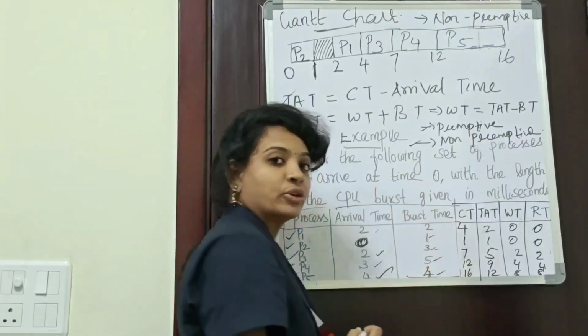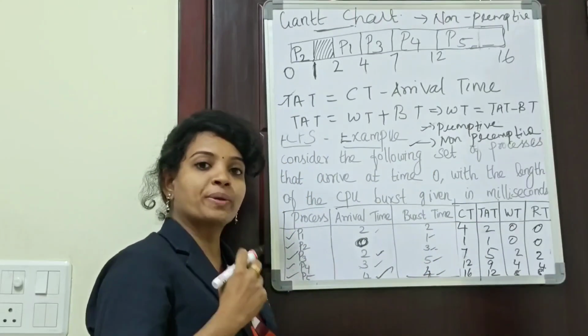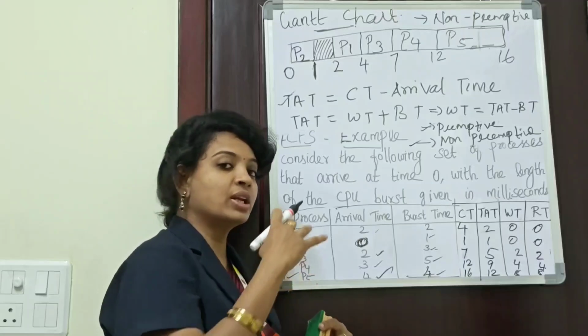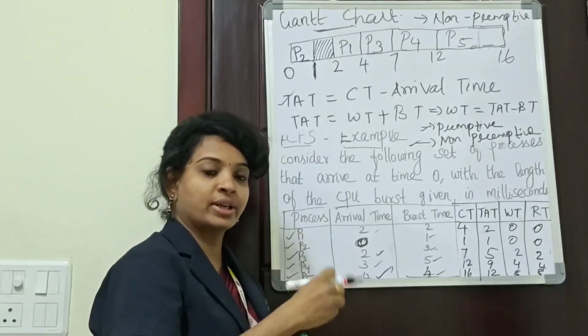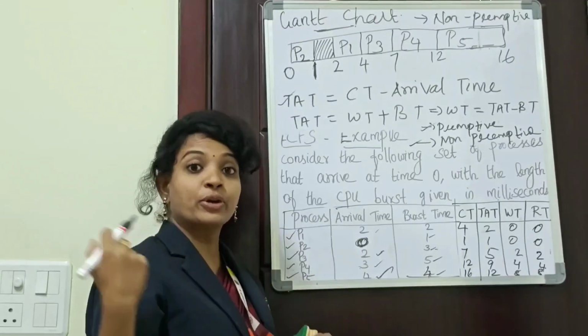But in preemptive scheduling, if the operating system needs to, it will remove the process which is currently executing and give the CPU to the priority process.